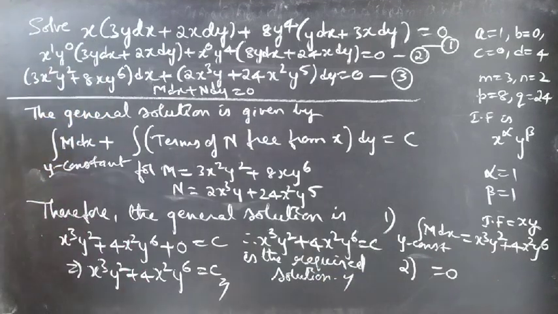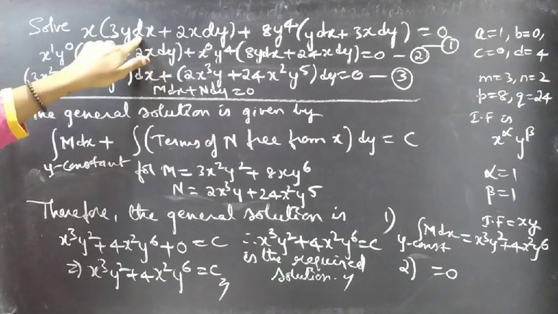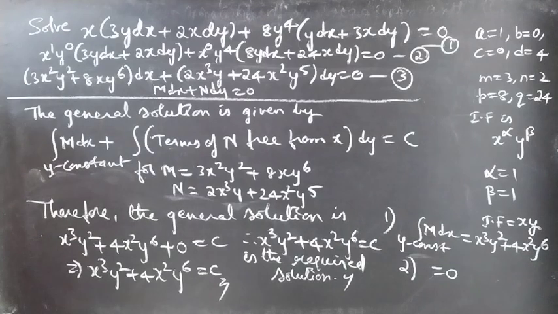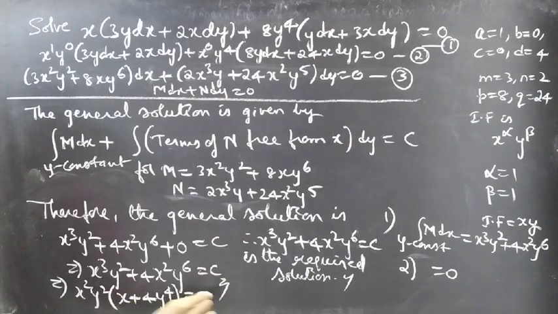This completes the problem. Okay, fine. Now let's verify that the given differential equation is exact or not. So this is the required solution, or we can just take x square y square common from these two terms. Then we'll get x square y square of x plus 4y power 4 equal to c.